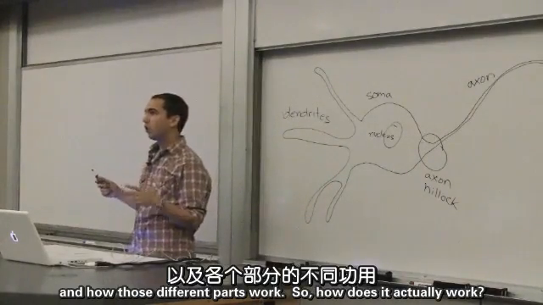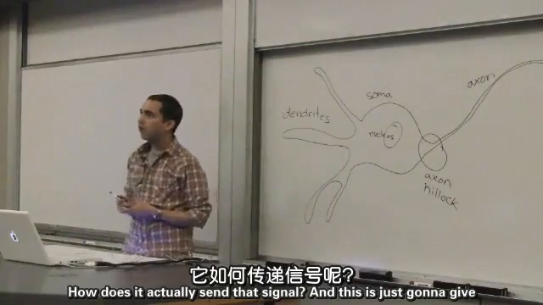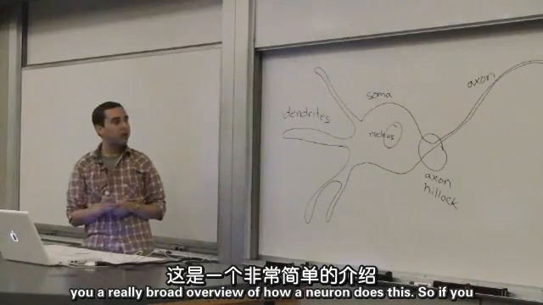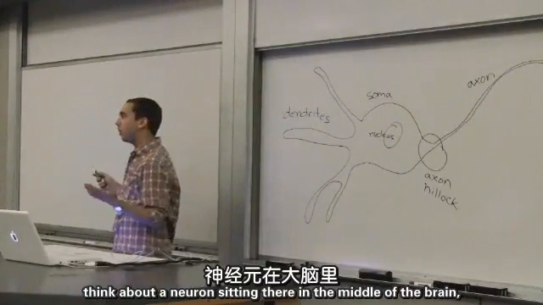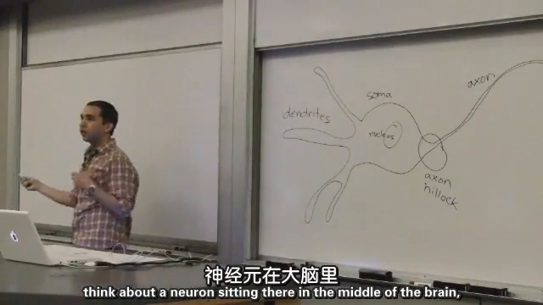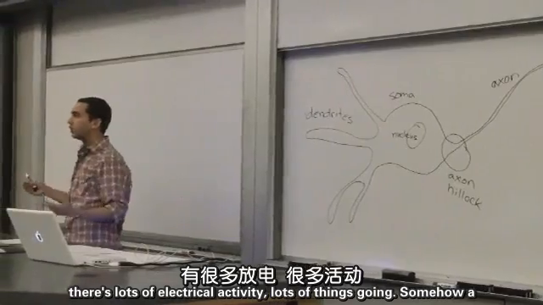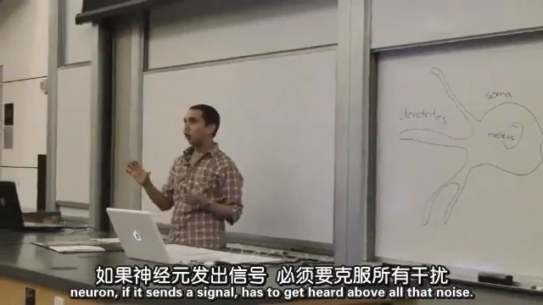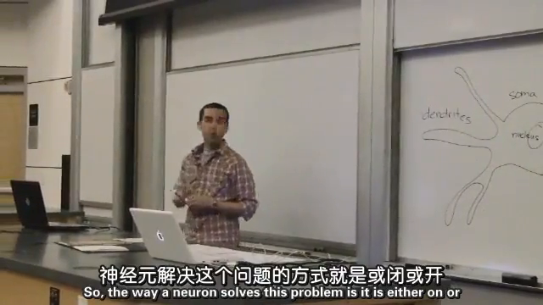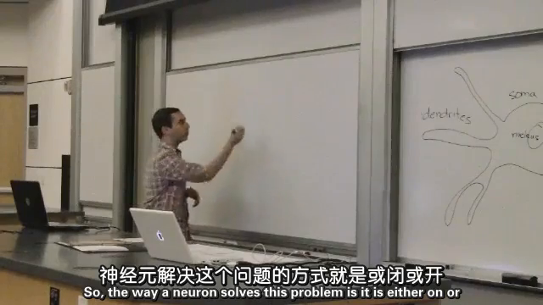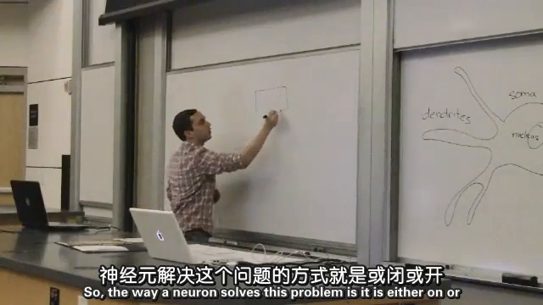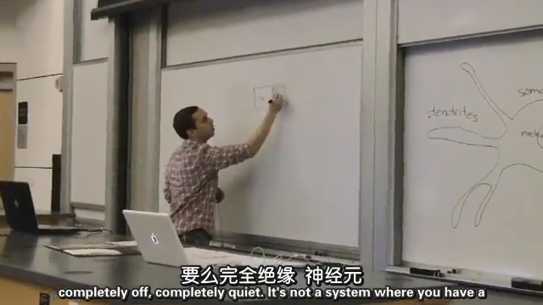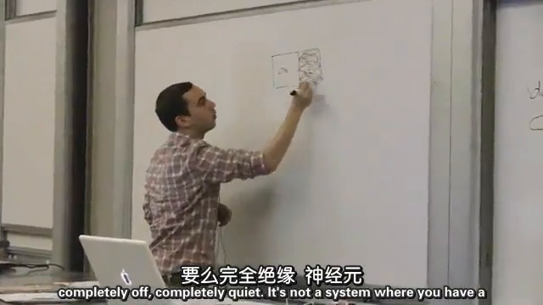So how does it actually work? How does it actually send that signal? And this is just going to give you a really broad overview of how a neuron does this. So if you think about a neuron sitting there in the middle of the brain, there's lots of electrical activity, lots of things going on. Somehow a neuron, if it sends a signal, has to get heard above all that noise. So the way a neuron solves this problem is it is either on or completely off, completely quiet.